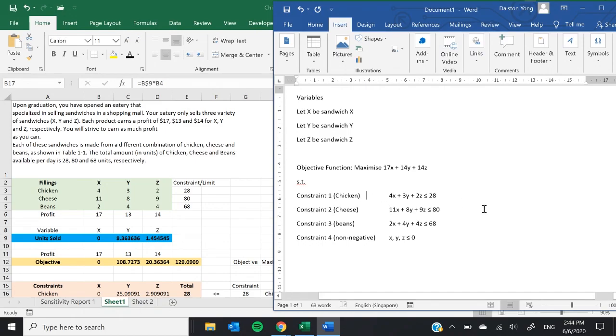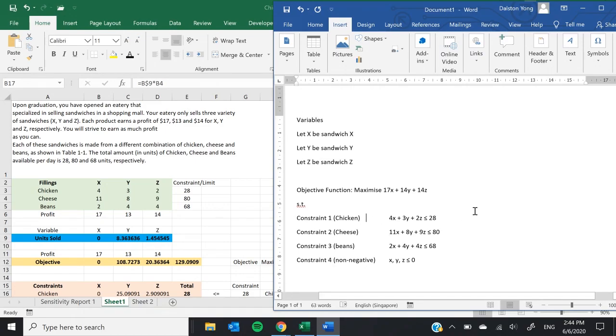Okay, so this is actually how you would write in an exam your variables, objective, and your constraints.